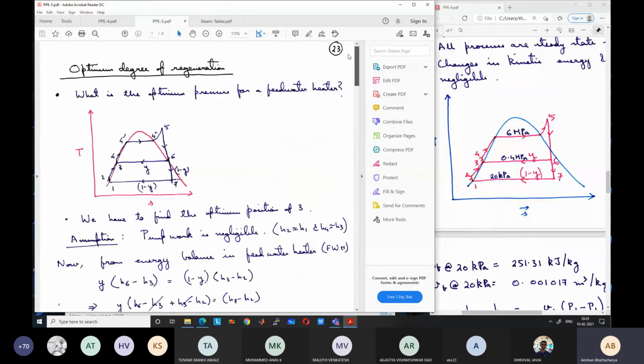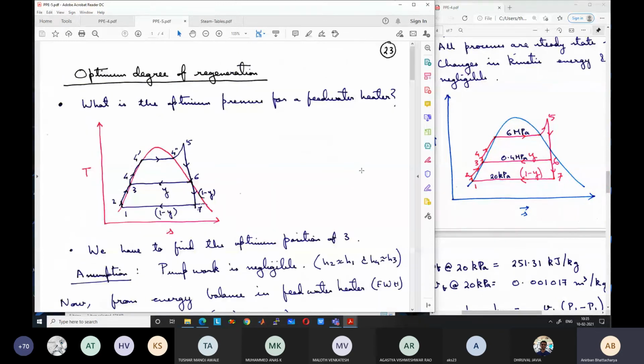Now the question arises, what should be the feed water heater pressure? I have said that you can try with 0.4 MPa or 1 MPa and see the efficiency. So how will we determine what should be a suitable pressure? Whether it will be 0.4 MPa, 1 MPa, 600 kPa or 800 kPa? Or at least we need some guideline. It may not be the exact most suitable pressure, but we need the approximate pressure which is suitable for our regenerative cycle.